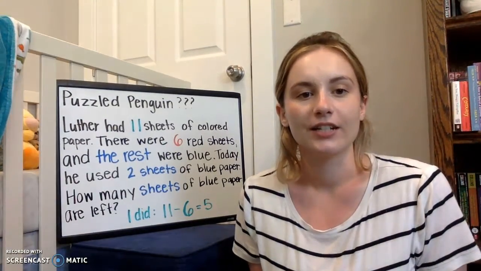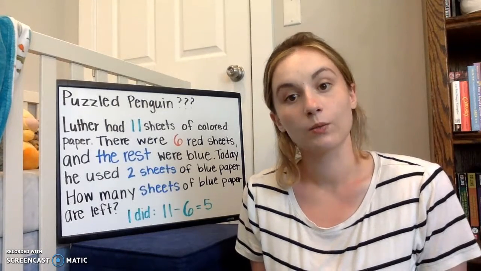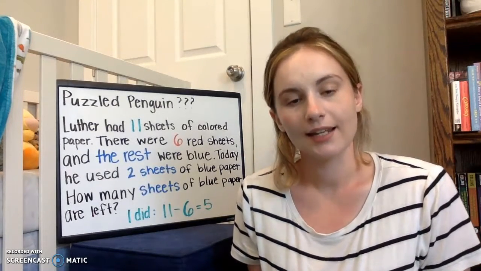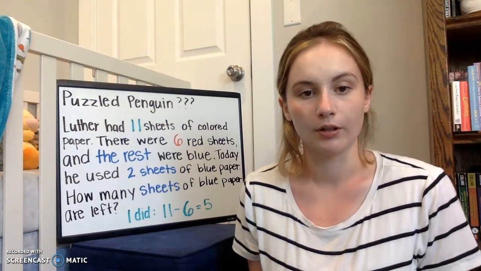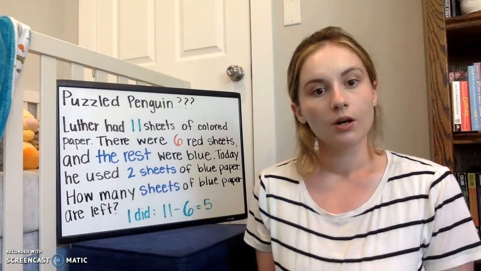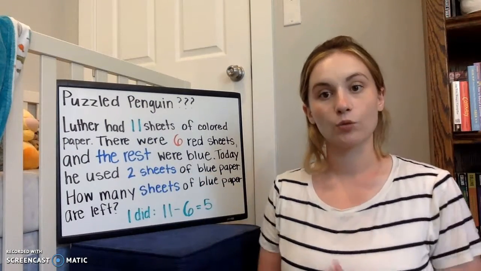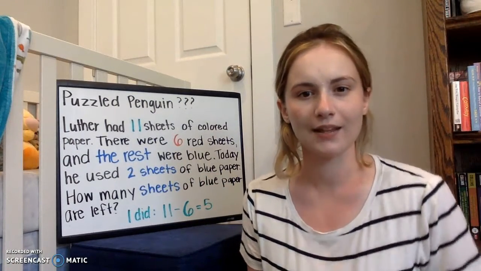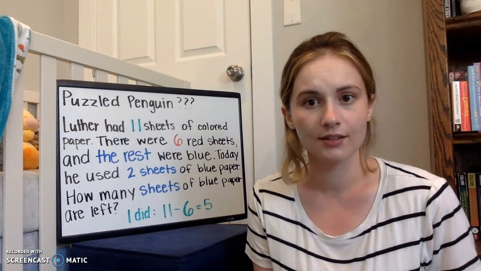Luther had 11 sheets of colored paper. There were 6 red sheets, and the rest were blue. Today, he used 2 sheets of blue paper. How many sheets of blue paper are left? Okay, so Puzzled Penguin says, I did 11 minus 6 equals 5. Now let's think. Is that correct? What is his mistake?